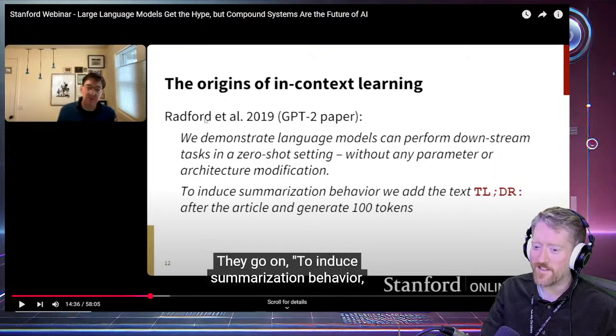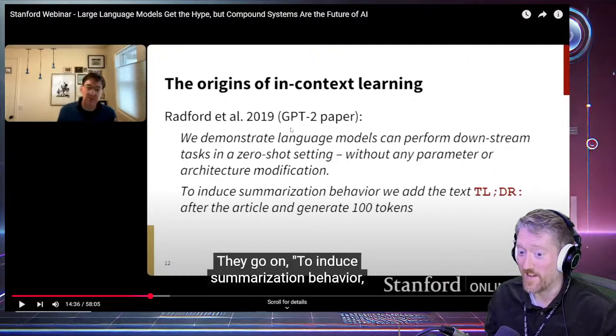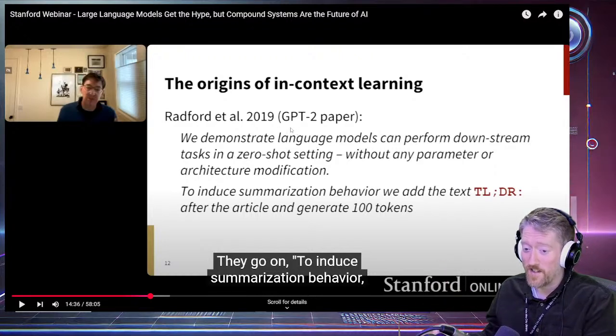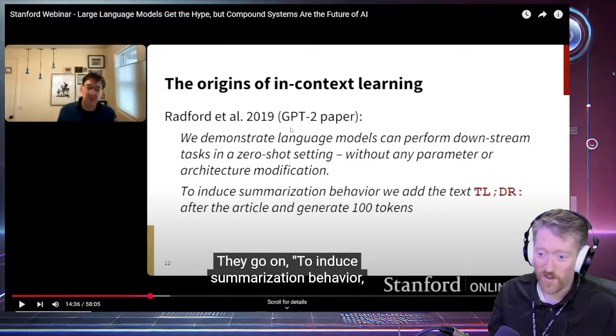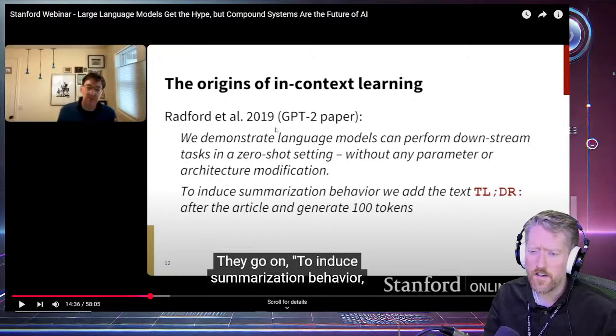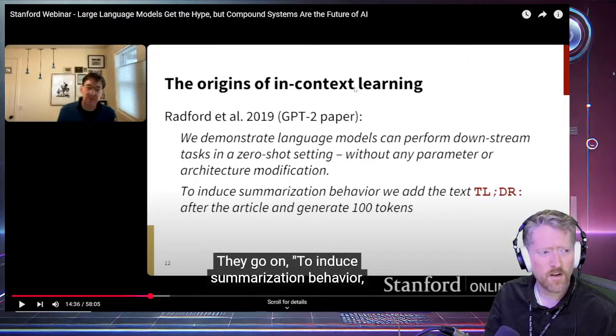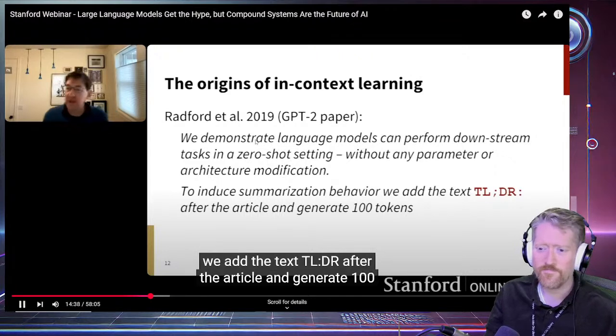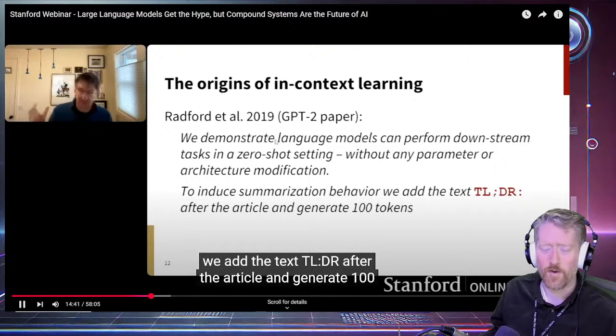By the way, just take note of the date here, 2019. That's another thing I keep emphasizing with folks: it's new to us, but these things have been in development for a long time. The earlier one that keeps coming up is a 2017 paper, the transformer paper from Google. And then, of course, the behavior: we add the text TLDR after the article and generate 100 tokens.